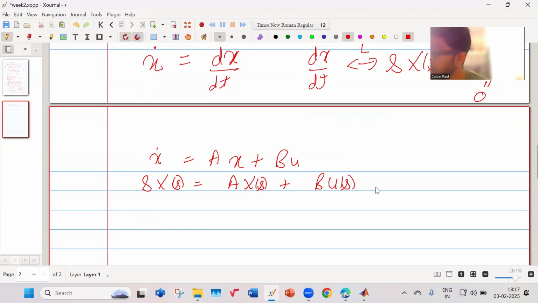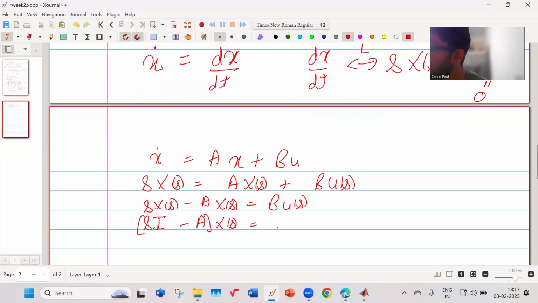Okay, this is in transfer function representation. So this we can write as sX(s) minus AX(s) equal to BU(s). This we can write as (sI minus A) X(s) equal to BU(s). So I is your unity matrix.